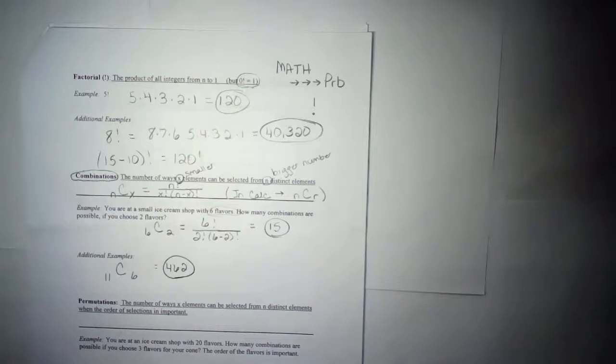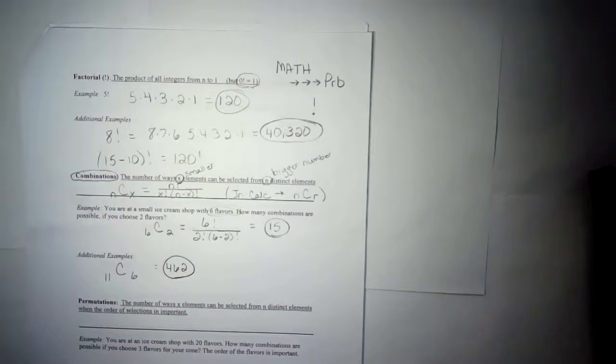So there we go. We get 462. Does that make sense? Got your combinations in there?